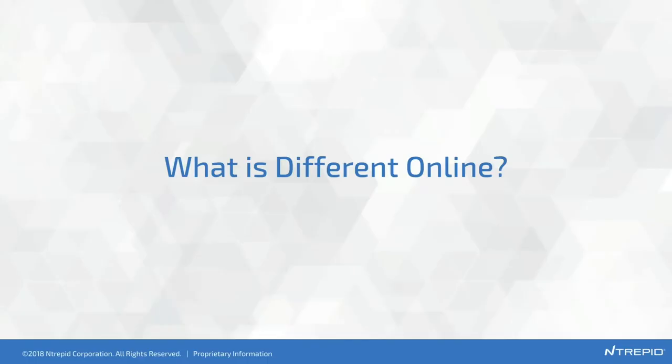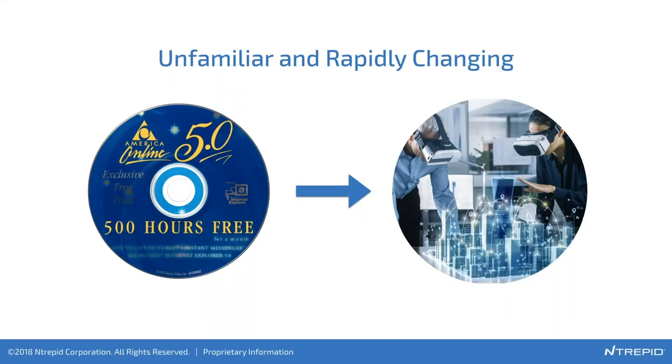So let's dig in a little bit. What's really different about the online environment from ordinary investigations that you all are conducting all the time? I think the first is that it is an unfamiliar and rapidly evolving environment. I remember not so many years ago that the internet was entirely accessed through those AOL CDs that they mailed out all the time. And I was never in need of coasters around my house because I had thousands of these things.